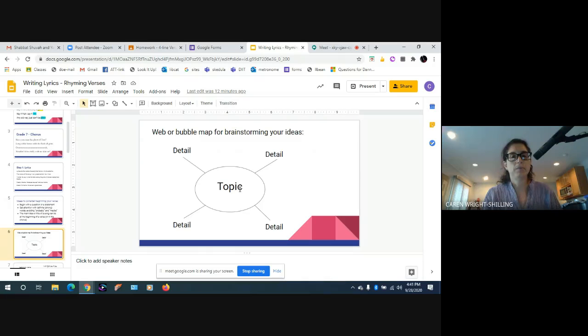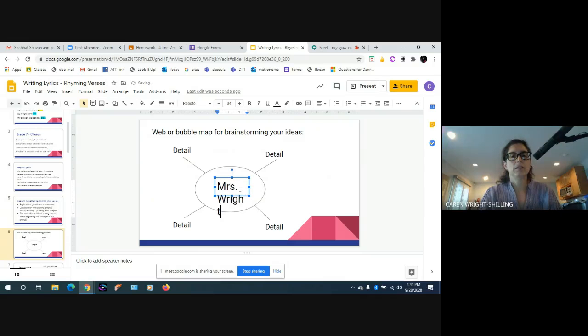So this is my bubble map. I'm going to write my name in the middle. I already did one farther on, so I'm just going to be different. But what are the main things to know about me? So I am a strings teacher. What else? Since I'm a strings teacher, it might help you to know that.